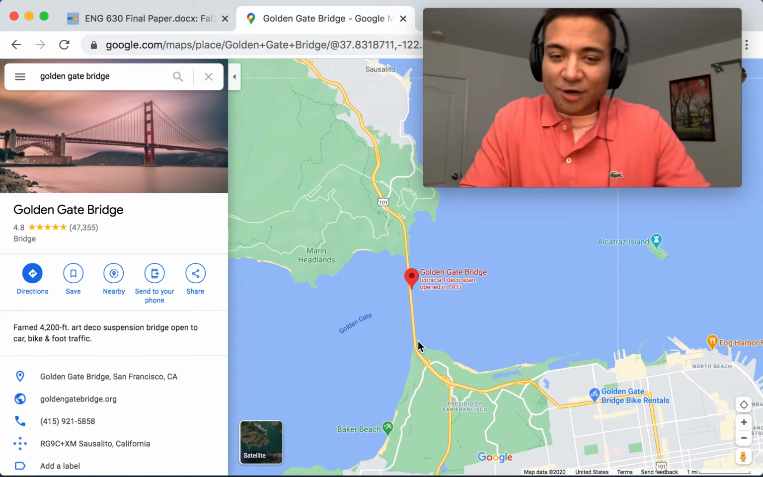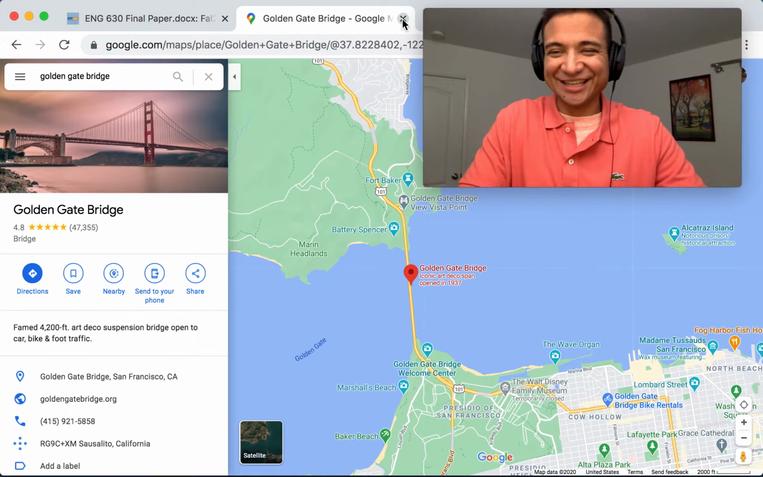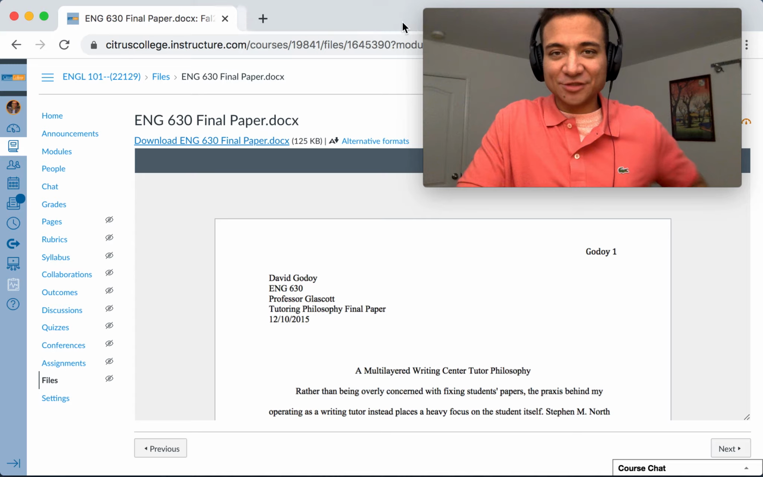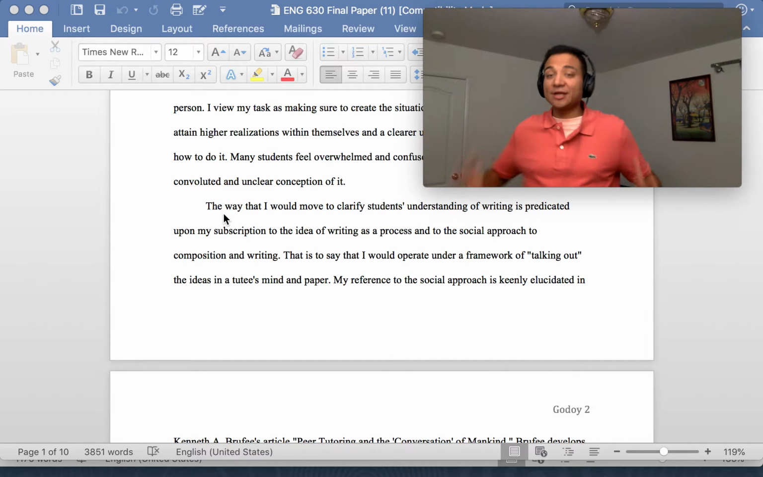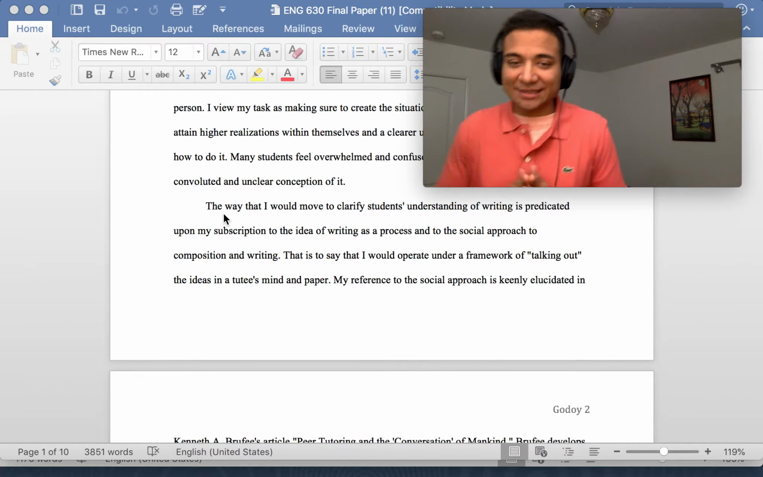So you don't just fly from San Francisco to Sausalito. No, you cross the Golden Gate Bridge. So with that being said, we don't just fly from topic to topic. No, we cross a bridge. We create a bridge. We find a point of commonality and segue into it.